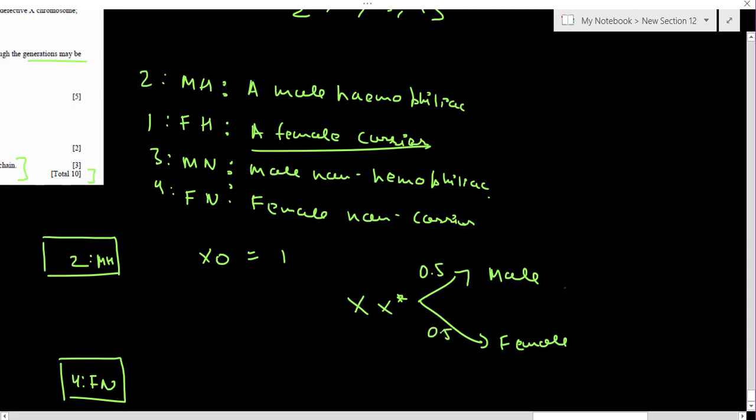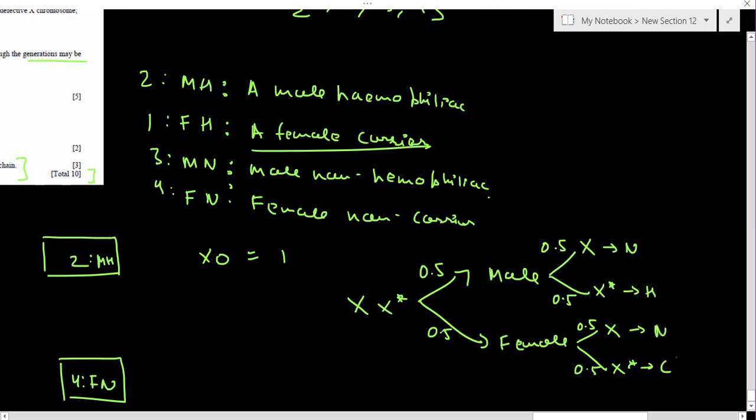Here now you can either transfer X or X star. In one case he'll be a hemophiliac, in the other he won't be. Either of the things, their chances are again 0.5 and 0.5. Again for a female, you can pass her X or you can pass her X star, so chances are again 0.5 and 0.5. In one case she will not be a carrier, and in the other she will be a carrier. Each of the chances comes out to be 0.25.